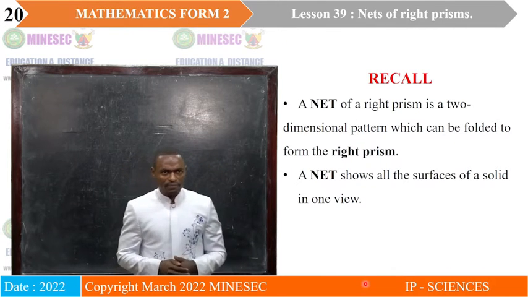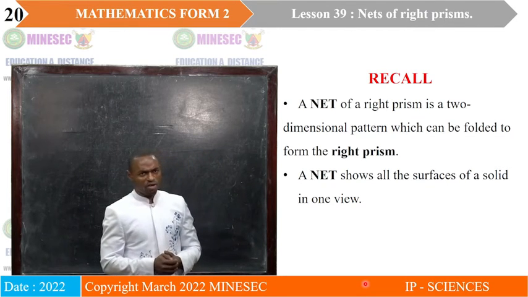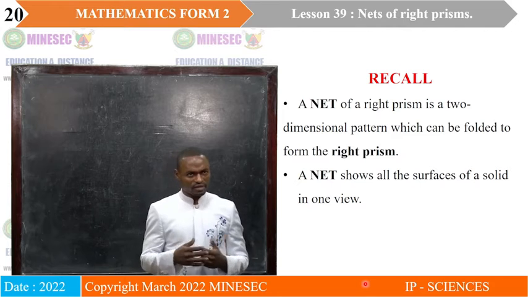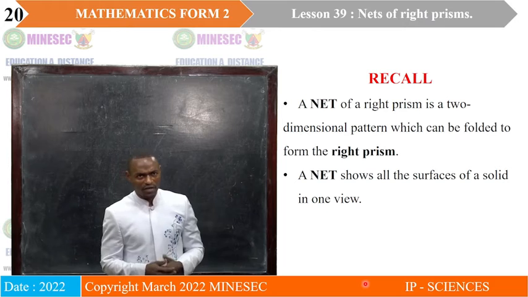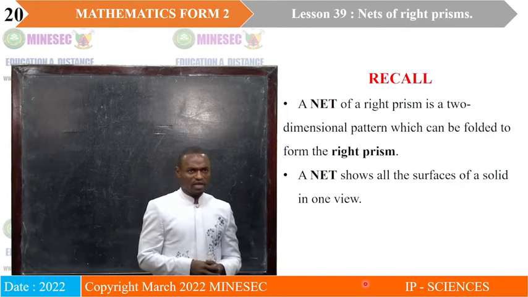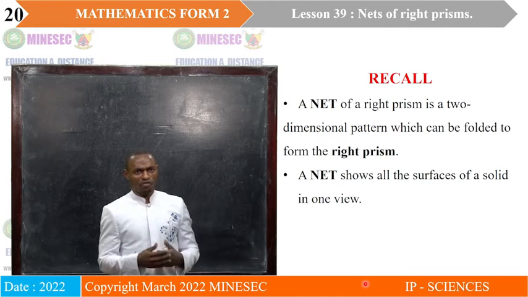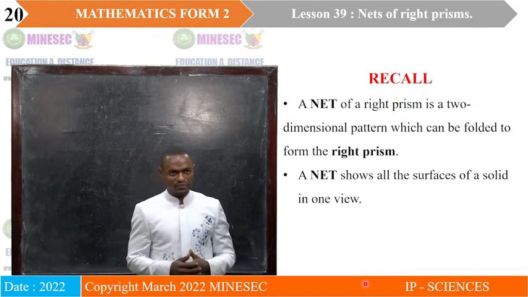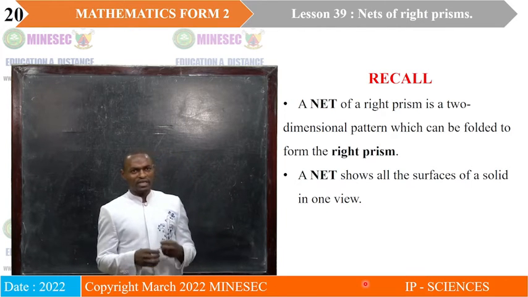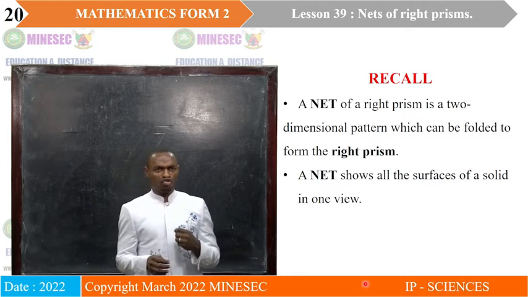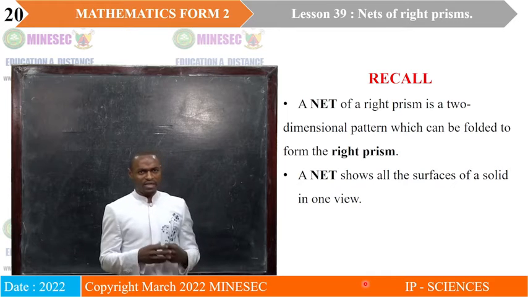Now, as a recall or the concept that we are going to retain from this lesson, the first one, a net of a right prism is a two-dimensional pattern which can be folded to form the right prism. Again, we're saying that a net of a right prism is a two-dimensional pattern which can be folded to form the right prism.